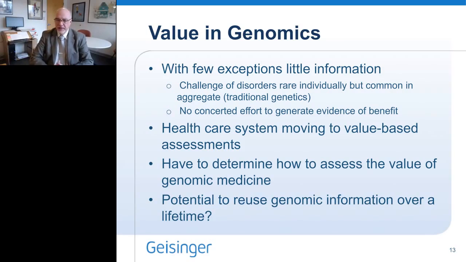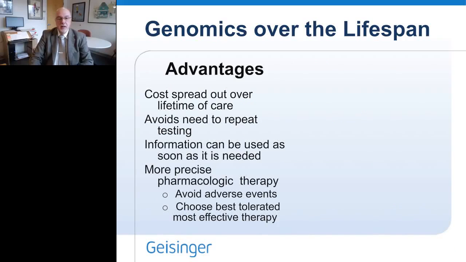And at least from my perspective, one of the areas where there's some potential is the fact that genomic information, germline genomic information, doesn't change over the course of a patient's lifetime for all intents and purposes. And so there's the opportunity to reuse this information over a lifetime. So the advantages of this is it spreads the cost out over a lifetime of care, which avoids the need to do repeat testing, which could conceivably reduce duplication and waste. Having the information available means that it can be used as soon as it's needed to make healthcare decisions, as opposed to saying, well, I want to use this drug, I know there's a pharmacogenomic variant that's important, I have to send off a test, so I can't prescribe the drug. That's not something that works very well in the healthcare sector.